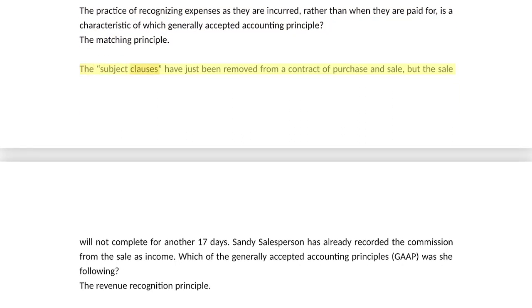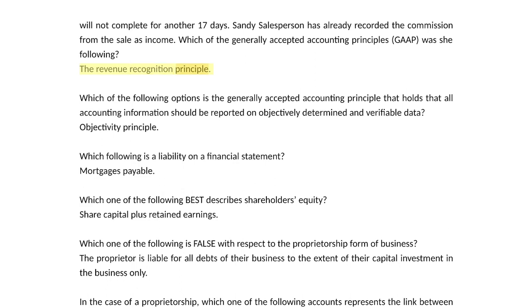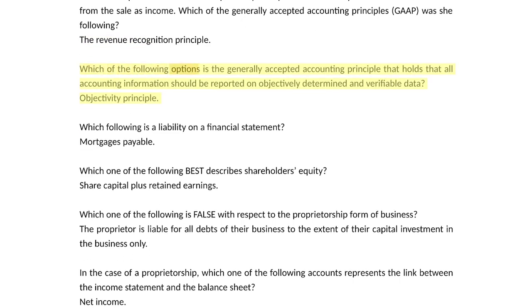The subject clauses have just been removed from a contract of purchase and sale, but the sale will not complete for another 17 days. Sandy salesperson has already recorded the commission from the sale as income. Which of the generally accepted accounting principles, GAAP, was she following? The revenue recognition principle. Which of the following options is the generally accepted accounting principle that holds that all accounting information should be reported on objectively determined and verifiable data?